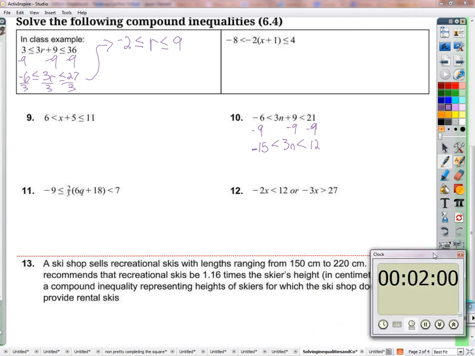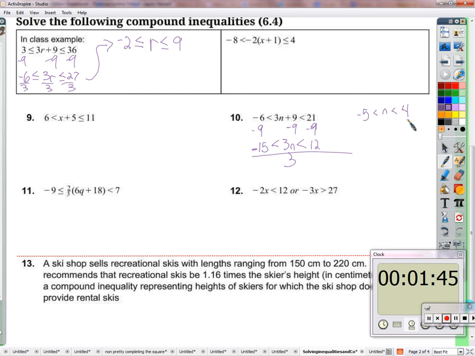Okay, we got 2 minutes. What's next? Divide everything by three. So we get -5, 10, 4. You got it. All right, let's work on this one.